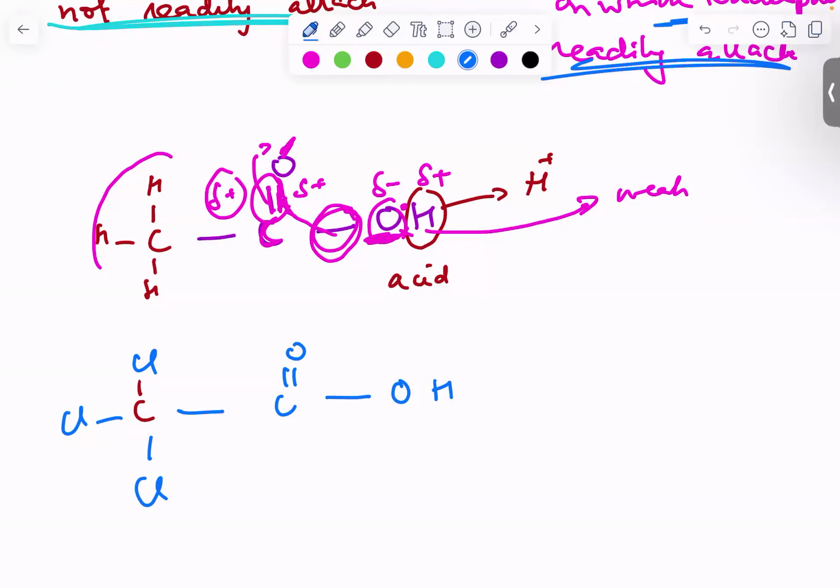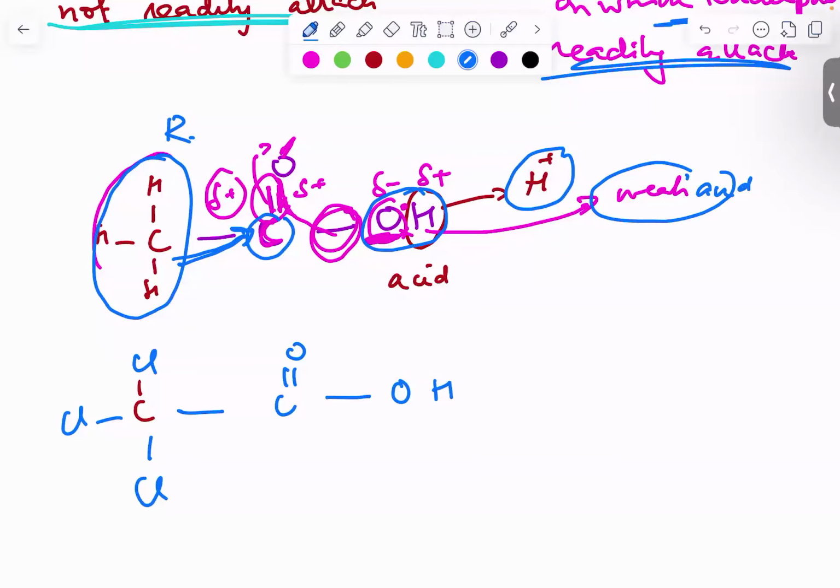will be weakened by this R group. This R group says, okay, I'm going to shift my electron density to you so that you can get some support. When this becomes less electropositive, this bond also becomes less electronegative. And this hydrogen is not given away easily, so that is why it's a weak acid. Are you getting my point?